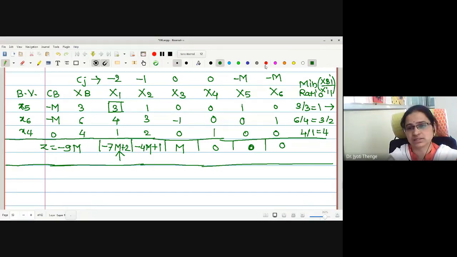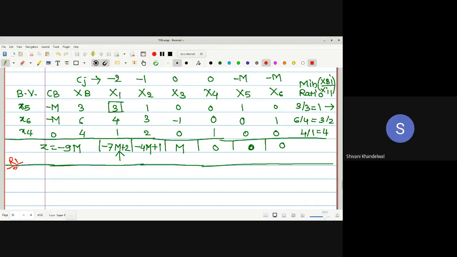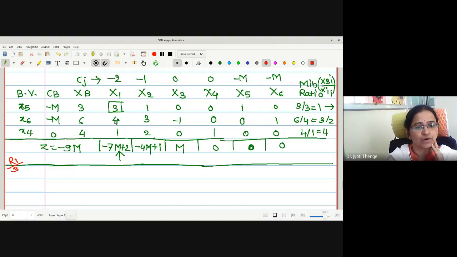Therefore, we were adjusting this as 1, remaining entries to 0. Let us check which row operations are to be done. For converting 3 to 1, which row operation should be performed? R1 divided by 3, R1 by 3. Okay, for converting 4 to 0 using R1, don't forget you have to use the row in which the key element is present for performing the operations.